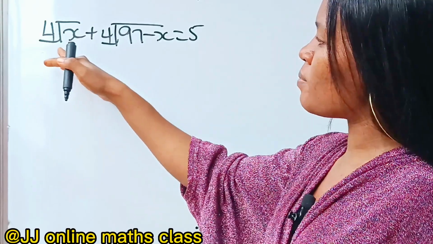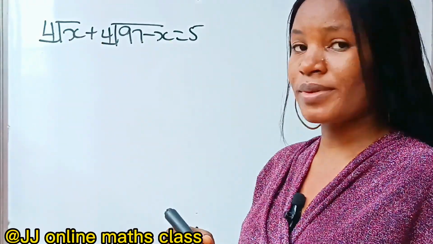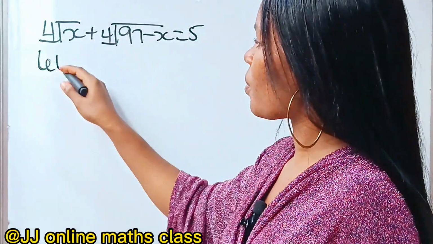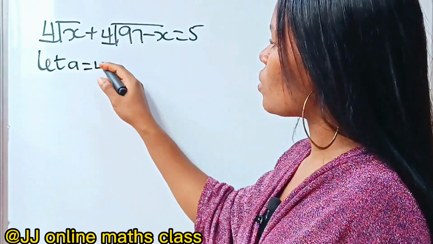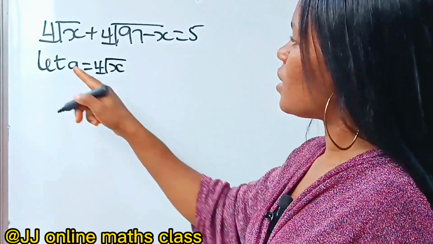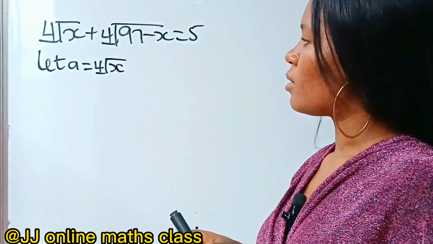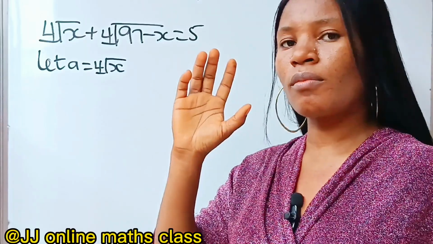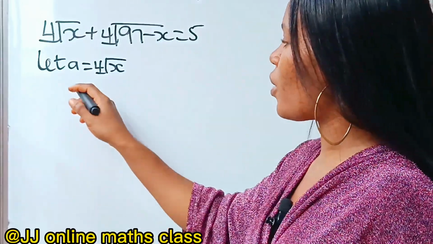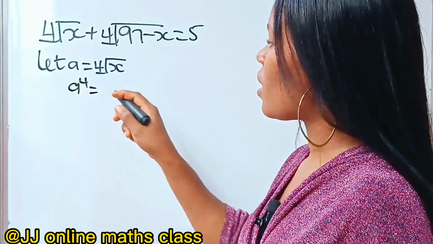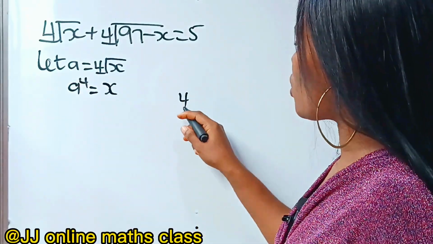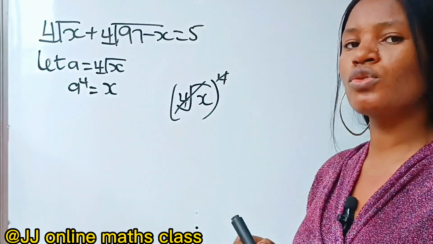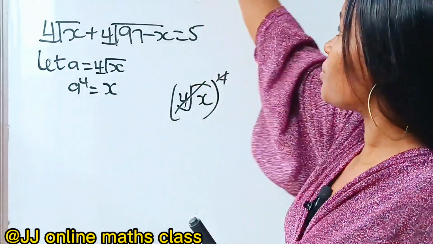So to solve this, let's make this less ambiguous and simple. In order to make it simpler, let A be equal to the 4th root of x. That is, let's call this A. Now if we raise each side of this equation to the power of 4, then we are going to have that A to the power of 4 is equal to x. Yes, because the 4th root of x raised to the power of 4 cancels the 4th root, so we are left with only x.